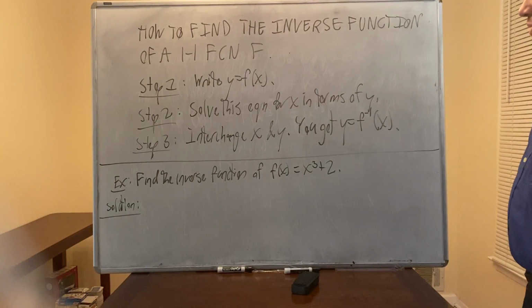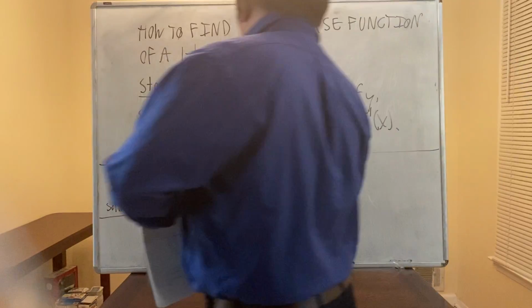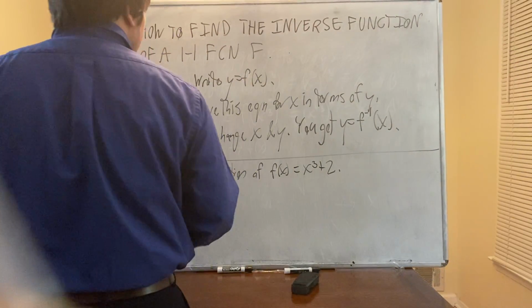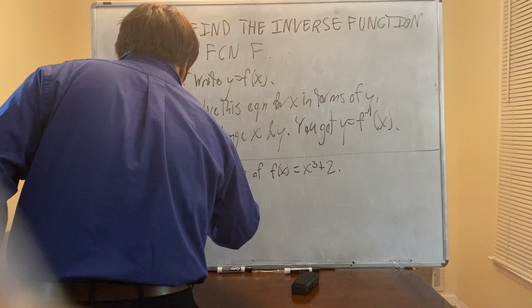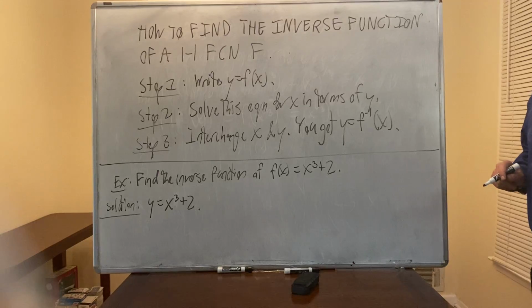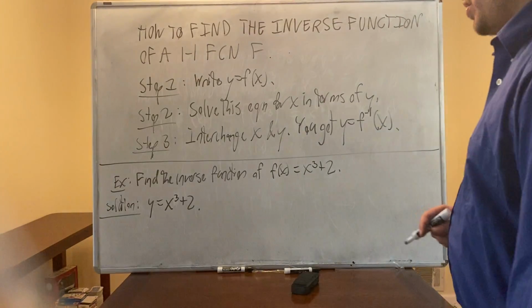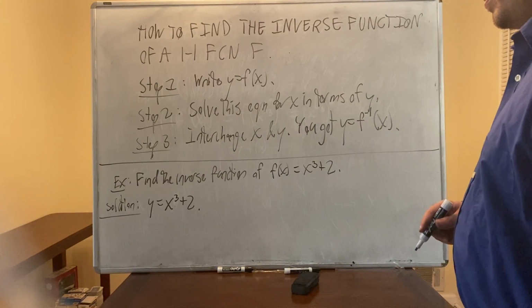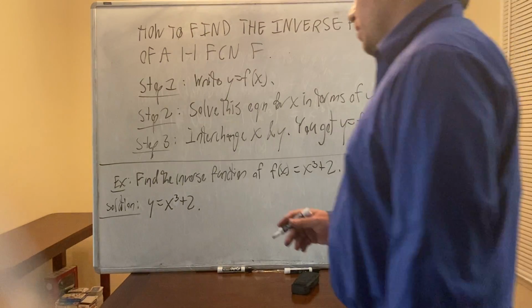So example, find the inverse function of f of x equals x cubed plus 2. So step 1, y equals f of x. Here f of x is x cubed plus 2, so y equals x cubed plus 2. That's step 1, done. Next step, solve this equation for x in terms of y.